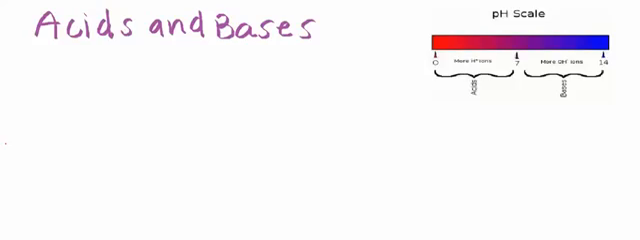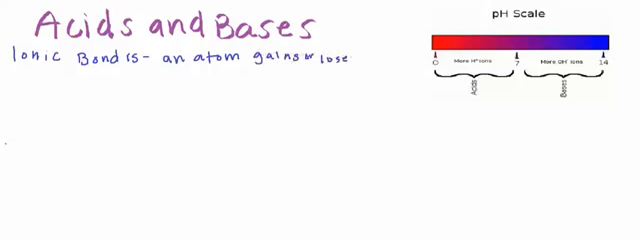Okay, so today we're going to be talking about acids and bases. Acids and bases are typically opposites, but the only thing they have in common is called ionic bonds. And an ionic bond is when an atom gains or loses an electron.